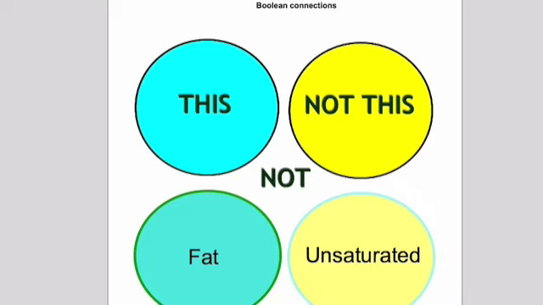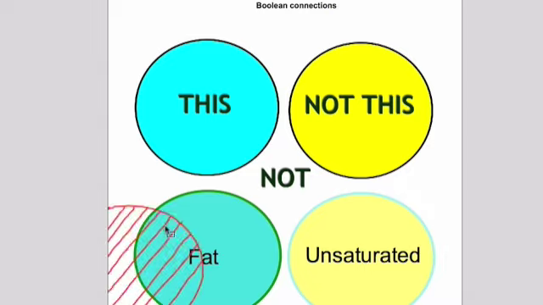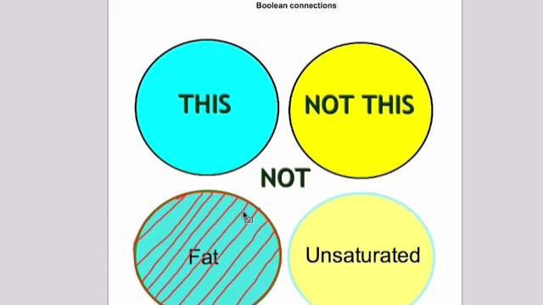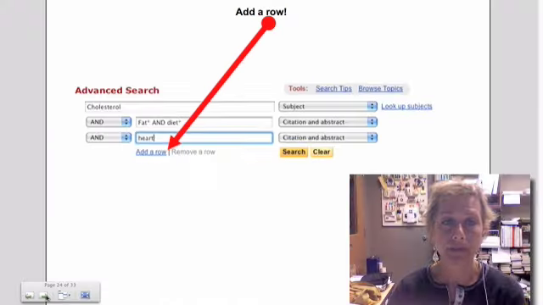Now, not is tricky. You'll see that in ProQuest it's and not, but in some databases it's just not. So in this instance, let's say we're looking for fat, but we are not looking for unsaturated fat. So that's going to bring up that. So we're only searching for articles that do not have the word unsaturated in it.